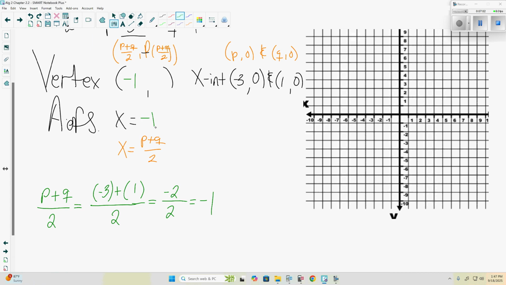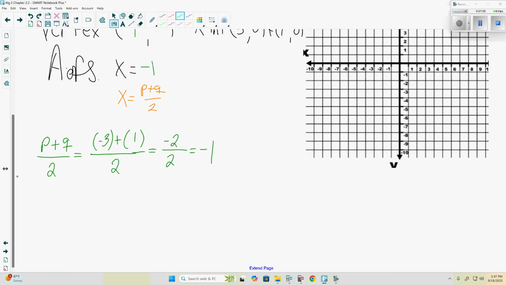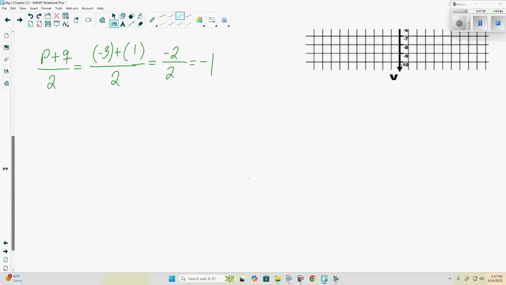The only other thing we have to find is f of p plus q over 2. Because p plus q over 2 is negative 1, we're looking at f of negative 1. So we're going to take negative 1 and plug it back into the function: negative 2 times negative 1 plus 3 times negative 1 minus 1. We took the original function and plugged negative 1 in for x.